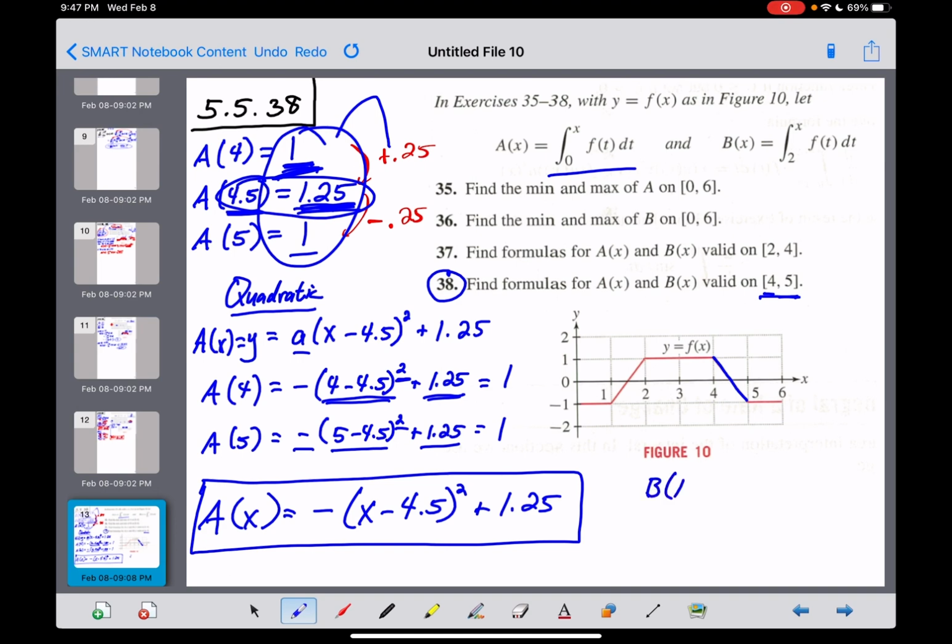Let's do b of 4, everybody. So b is the same integral, but it starts here at 2. So the integral from 2 to 4, that region has an area of 2. Then b of 5, we're adding this 1/4 to that, so that's 2.25. I'm sorry, that was not b of 5. That was b of 4.5. And then lastly, b of 5, now we're going all the way to here. Those areas wipe each other out. We're right back to 2 again.